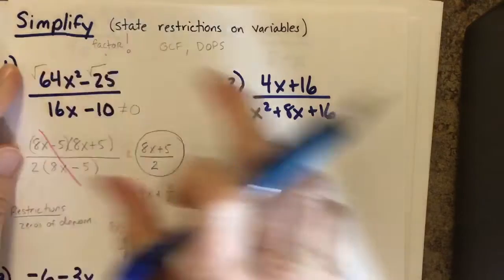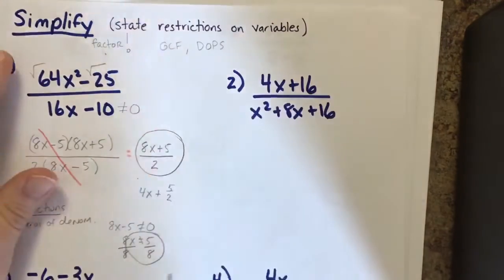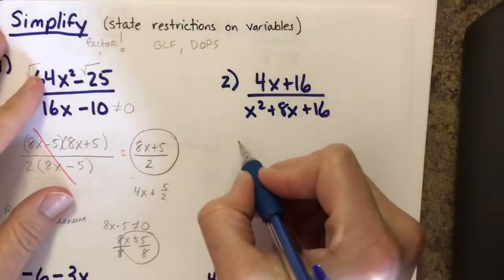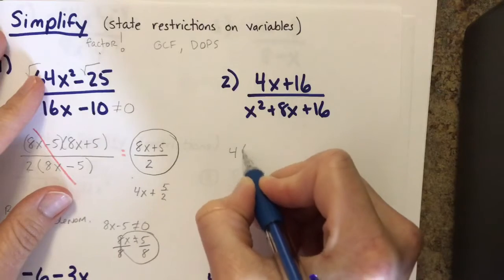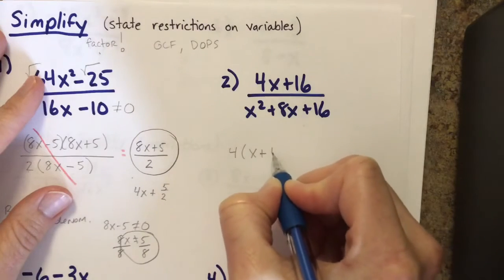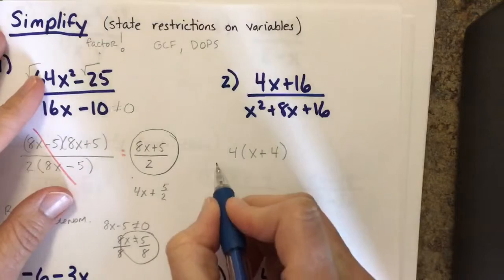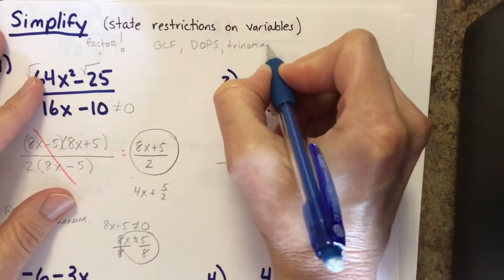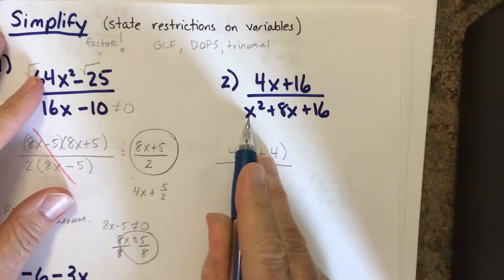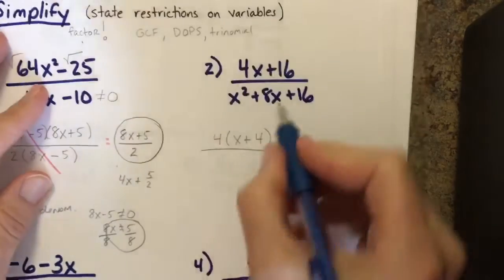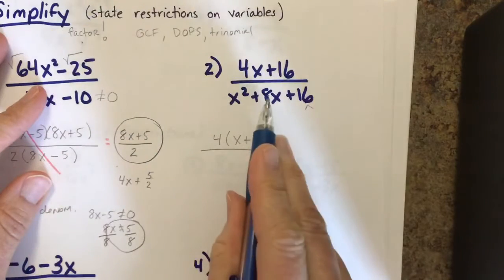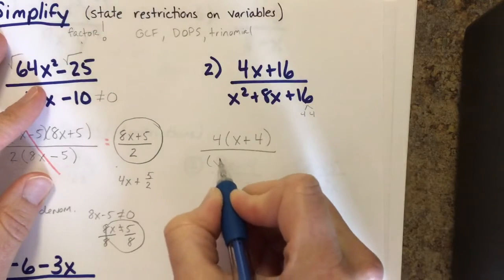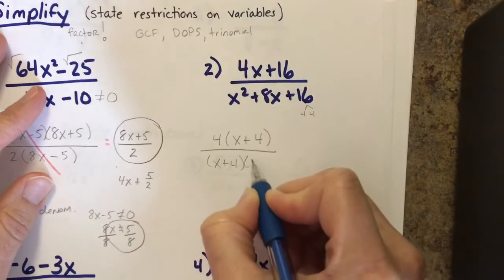Again, simplify. Factor. How do you factor the top? GCF is not just 2, the greatest common factor is 4. And then you're left with x plus 4. Denominator, trinomial. Okay, is there a GCF? No. Is there a number in front of the x squared? No. So you just factor 16, so the factors add up to 8. That's 4 and 4. So it factors into x plus 4 and x plus 4.